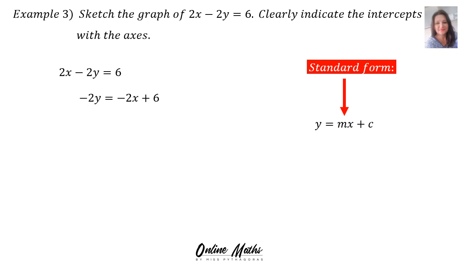And then it's still not standard form because of the minus 2 in front of y. So what I will do next is I'm going to divide right through by negative 2, every term. And then I end with y is equal to x minus 3. So now my equation is in standard form, in the form y is equal to mx plus c. m's value is plus 1 and c's value is minus 3. So on the next slide, we will sketch the graph.